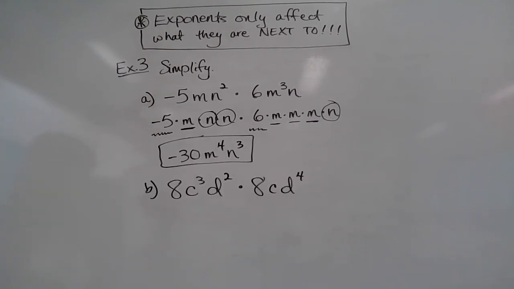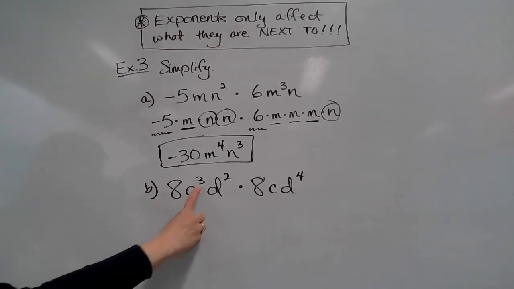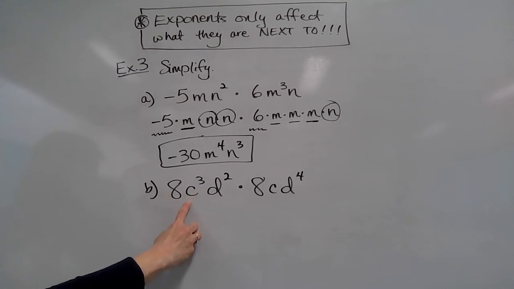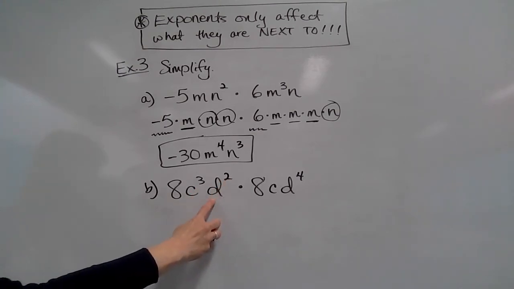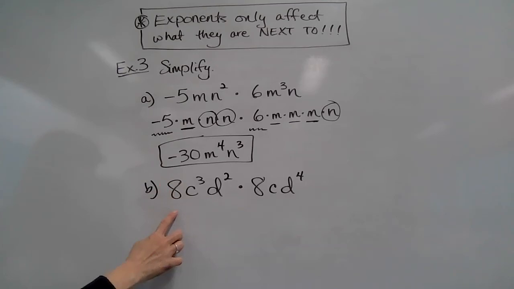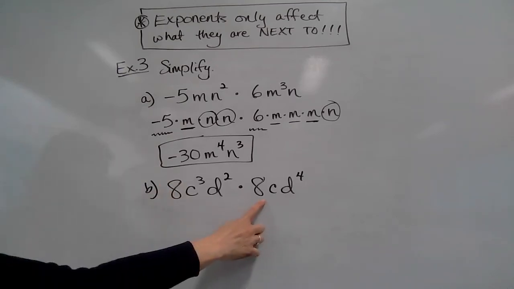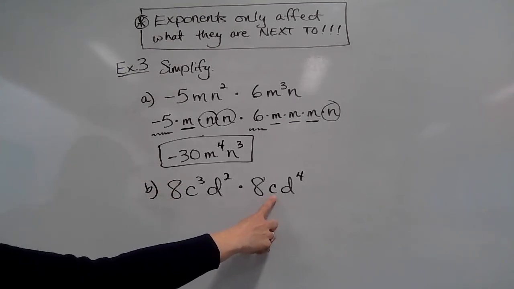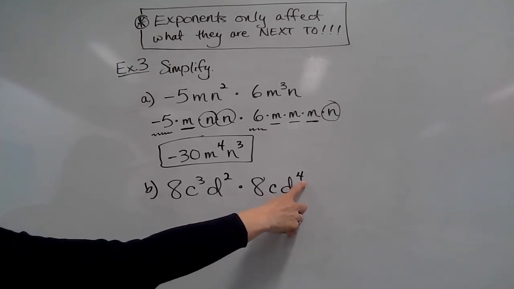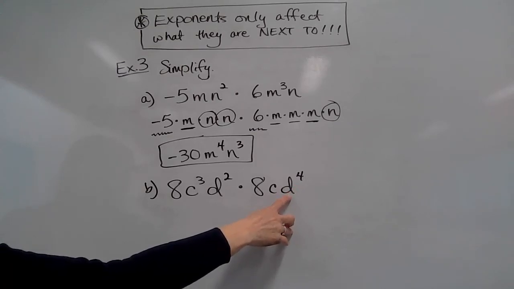All right, so here's another one, part B, same directions, we're going to simplify. We have 8c to the 3rd, d to the 2nd, times 8c, d to the 4th. So the power of 3 only affects the c. The power of 2 only affects the d. Nothing affects the 8. It doesn't have an exponent next to it. Same over here. This 8 does not have an exponent that we need next to it. It's a 1, but it doesn't change anything. The c also has that 1 that we don't bother to write because it doesn't change anything. And this power of 4 next to the d only affects the d.